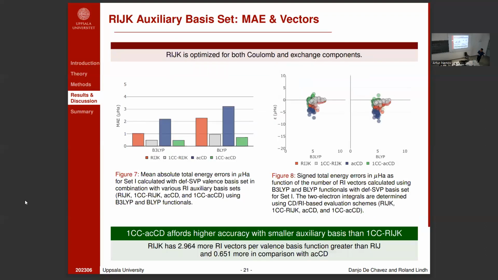So, last slide for the results. This is just another basis, RIJ and RIJK, which is now pre-optimized for Coulomb and exchange components. The same can be said, but you could see now that you have better performance for RIJK than ACCD. This is because of the span or the size of your auxiliary basis set. But we could still say that we are correcting better for this RIJK basis set with the one-center correction. The vectors are still the same.